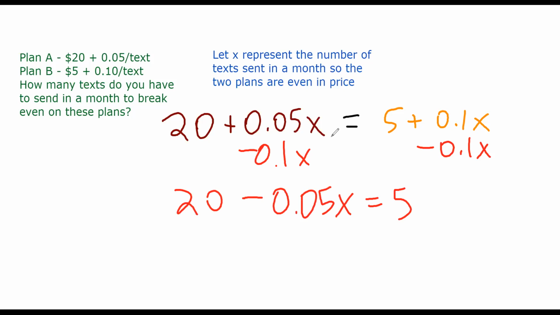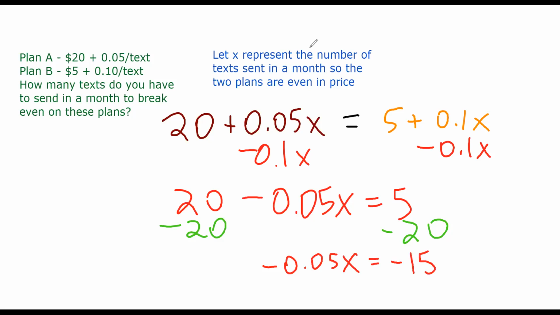What do I got to do next? Yeah, let's get rid of that 20. Whoops. Let's use bright green. Oh, that's not too bad. That's a nice smooth green. So I end up with negative 0.05x equals negative 15.